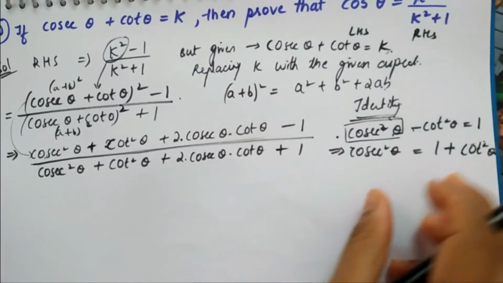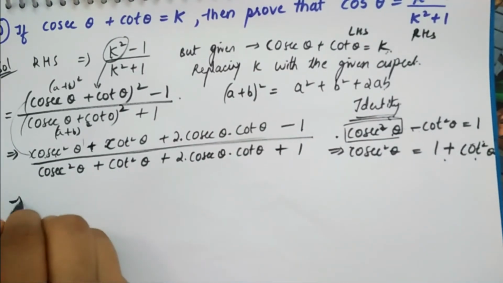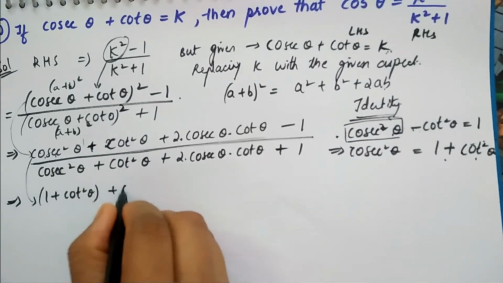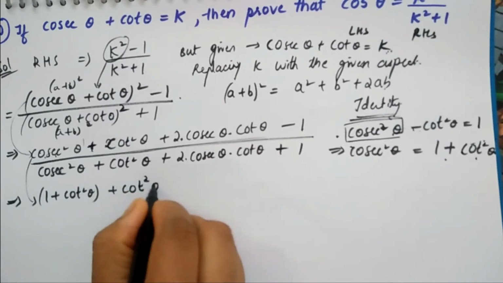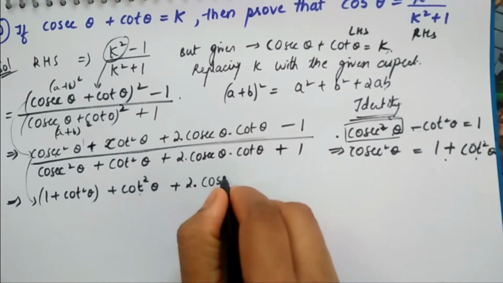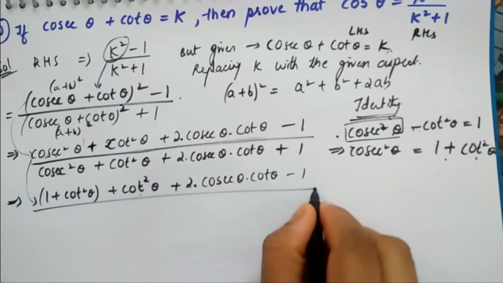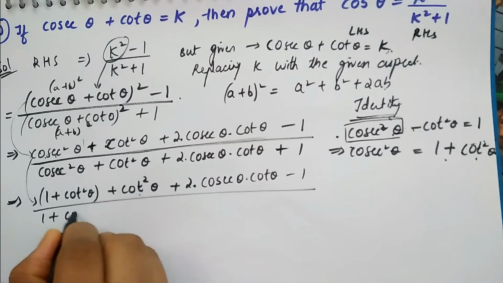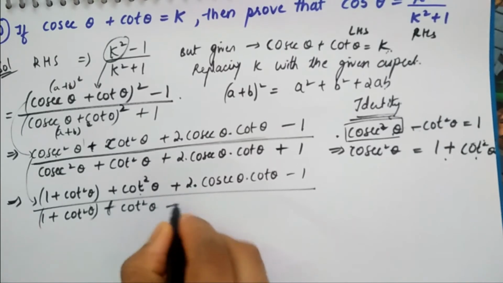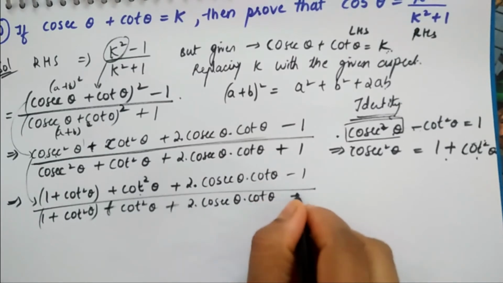So what are we doing? We will be substituting this cosecant square theta with 1 plus cot square theta. So 1 plus cot square theta, plus cot square theta, as it is we are copying this, plus 2 into cosec theta into cot theta minus 1, the whole divided by, the same thing we'll be doing with the denominator: 1 plus cot square theta plus cot square theta plus 2 into cosecant theta into cot theta plus 1.